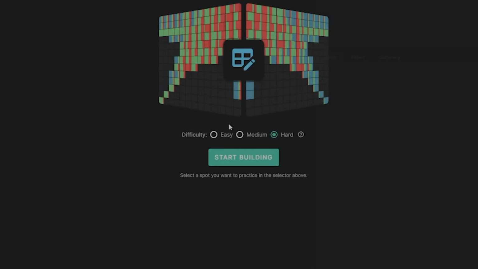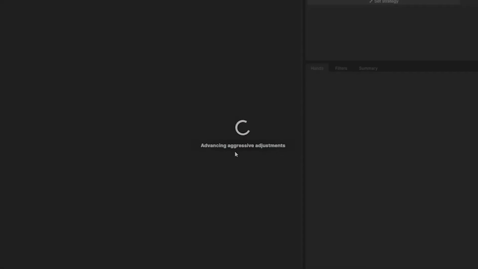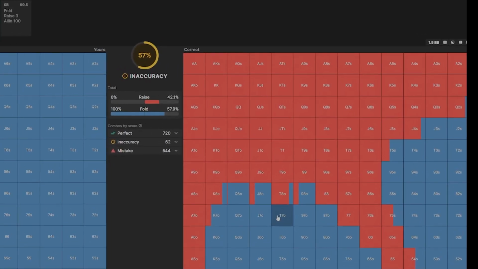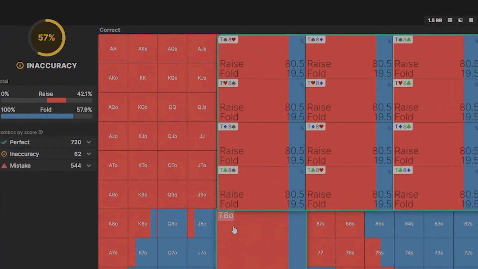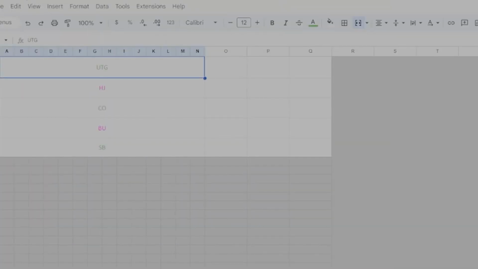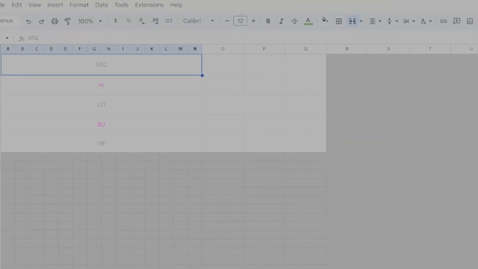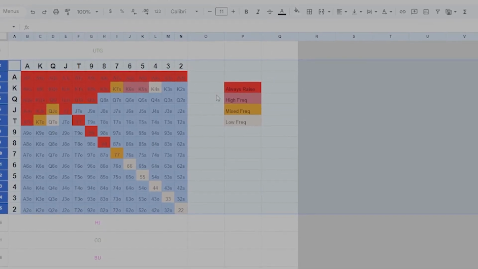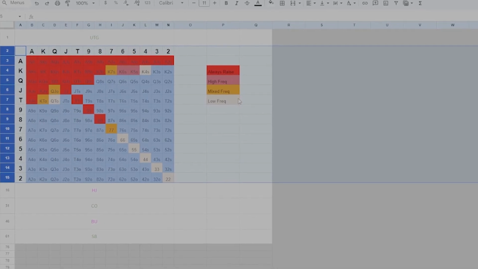Not only is this a great first step to building your knowledge of pre-flop ranges and how they interact with one another, but you're going to be able to identify spots where hands take certain actions at different frequencies. We'll touch on this more in just a minute. I made mine by copying them into a spreadsheet and using color codes to label which hands are pure raises, high frequency, mixed, or low frequency raises.